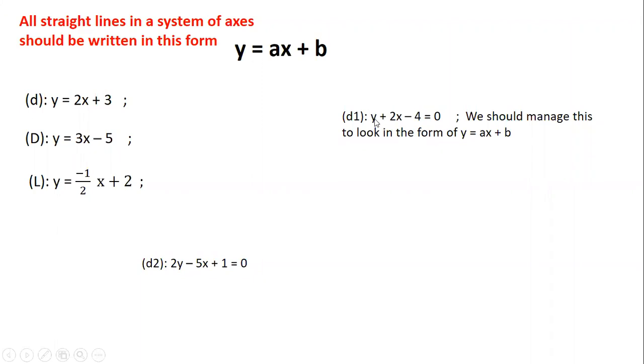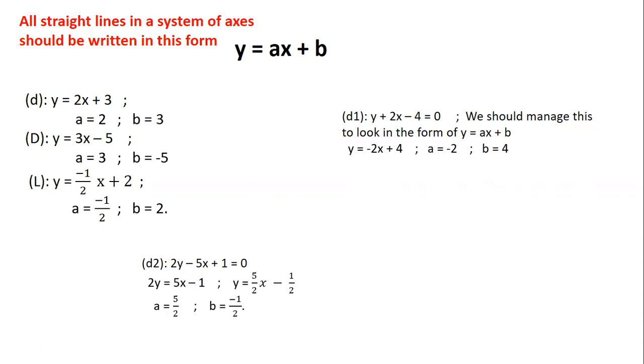So I should make it, I leave y on the first side of the equation, and I take everything to the second side of the equation by changing, of course, the signs. So it becomes y equal minus 2x plus 4.